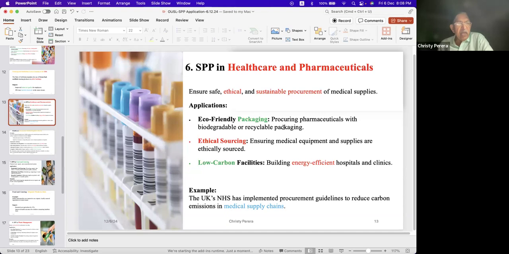I don't know, in Sri Lanka, energy efficient buildings, they have named energy efficient building where? I can't remember. The UK's NHS, now NHS means the UK's main health service department, the National Health Service UK, NHS is very famous. The UK's NHS has implemented procurement guidelines. Yeah, they also have a procurement guideline. We also have procurement guidelines, right?